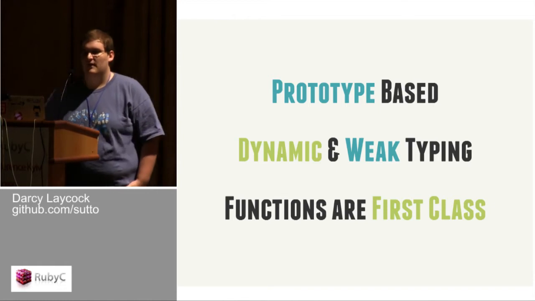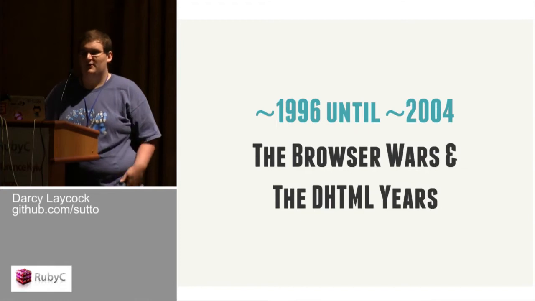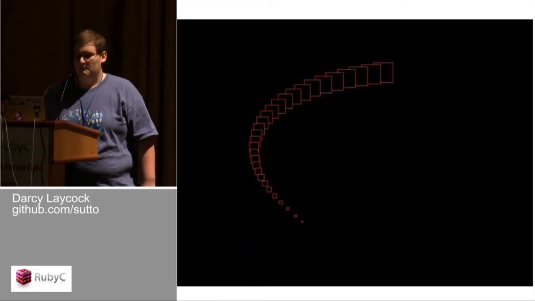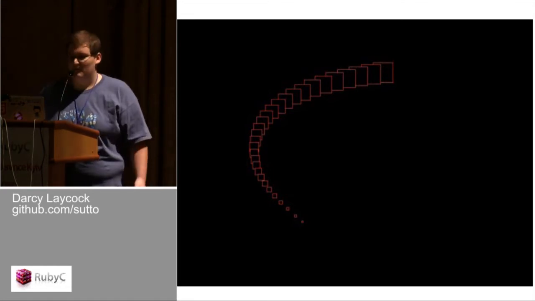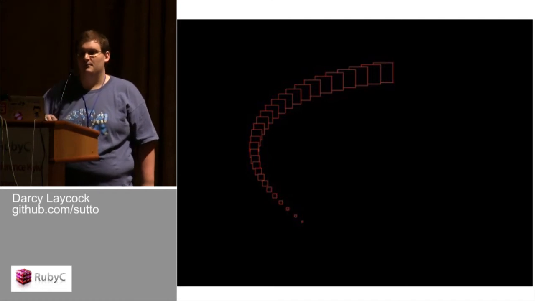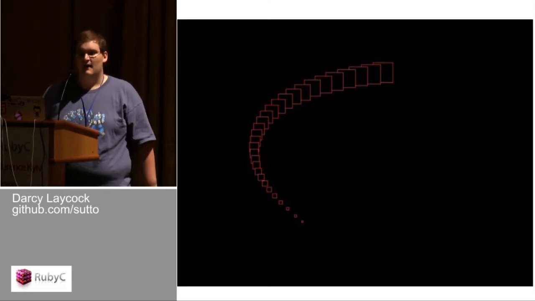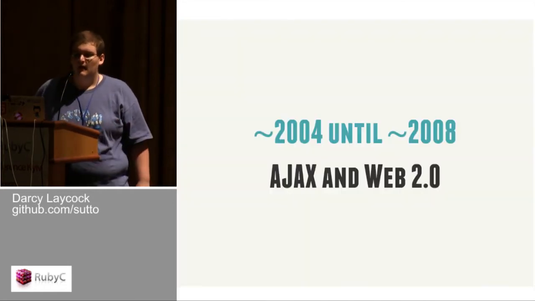JavaScript itself has had three phases of its life. From 1996 until about 2004, we had the web heyday, the browser wars and the DHTML years. If you used the web back then, you've probably seen the cursor animation, which doesn't show up very well here, where you move your mouse around on a page and, using JavaScript, they draw a little tail on it. It was known for those catchy but kind of bad effects, where JavaScript wasn't yet a real programming language. It was used for adding little effects.